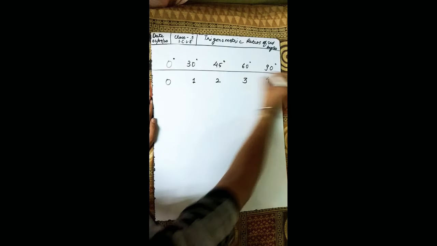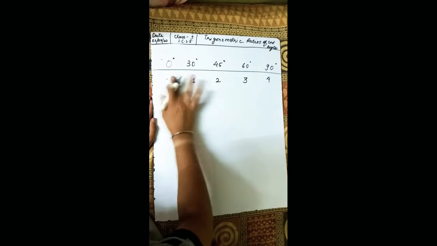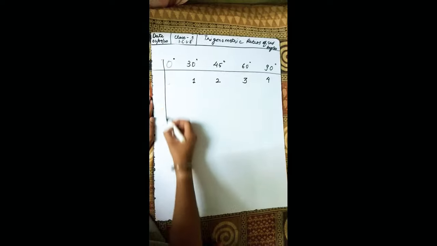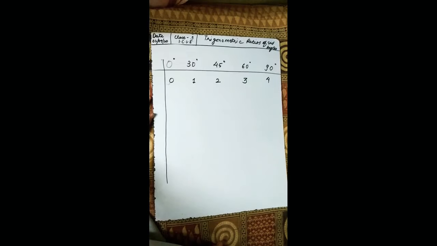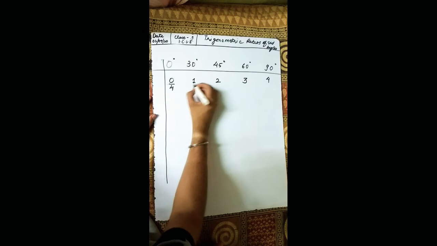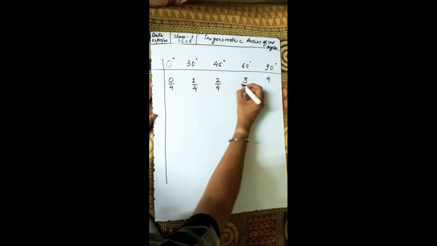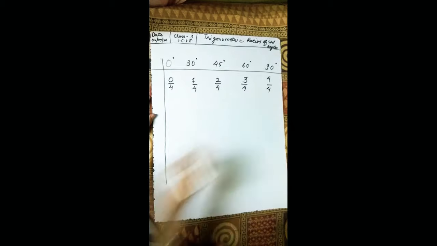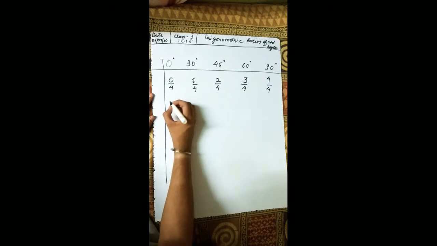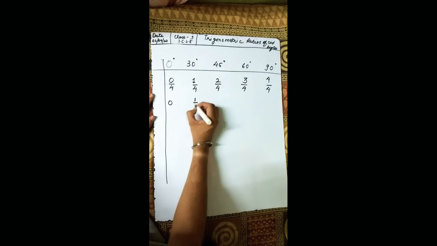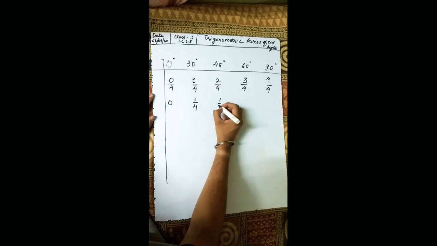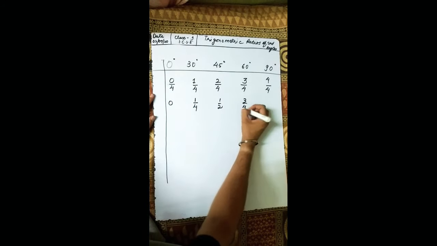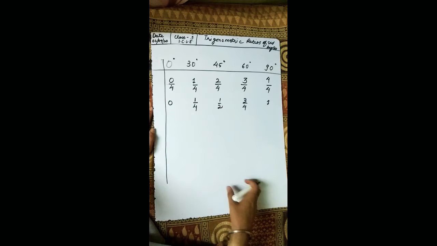Let me just make it properly. 0, 1, 2, 3, 4. Now what I said, just divide this by 4. So 0 by 4, 1 by 4, 2 by 4, 3 by 4 and 4 by 4. What will be the answer of this? 0. What will be the answer of this? 1 by 4. This is 1 by 2, 3 by 4, and this answer will be 1.